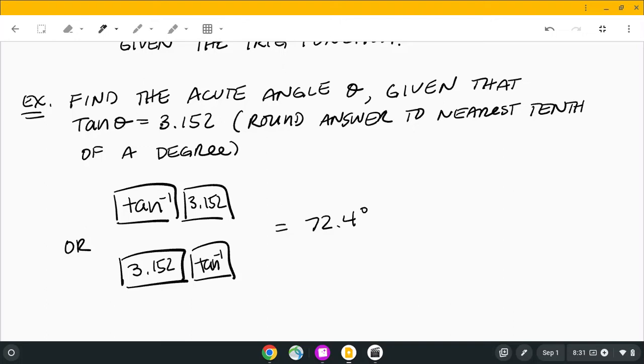From just this, we don't even have a full triangle. We don't know side A, side B, side C. We don't know anything about the triangle. We only know the trig function. But if you know the trig function, then you know that angle.